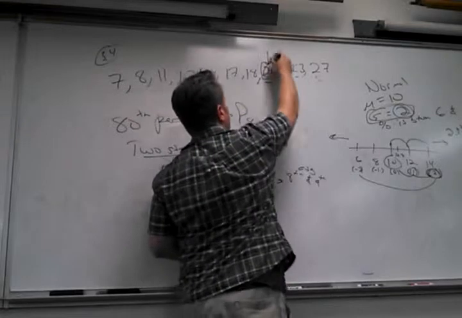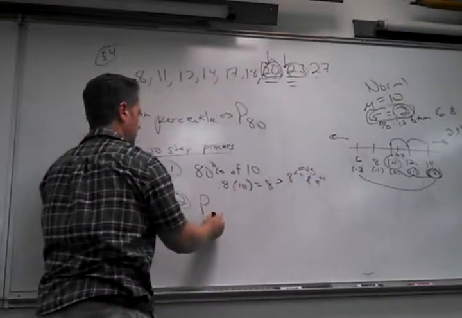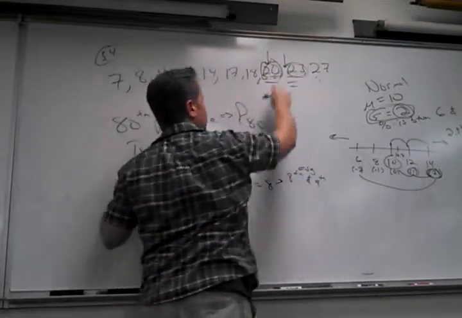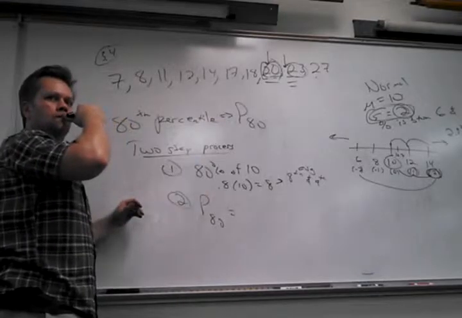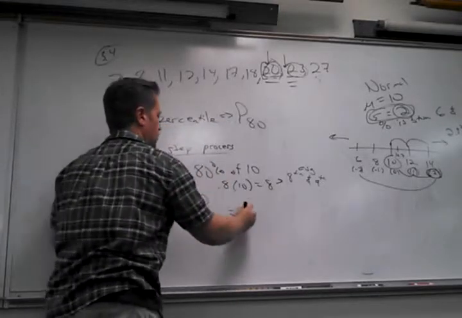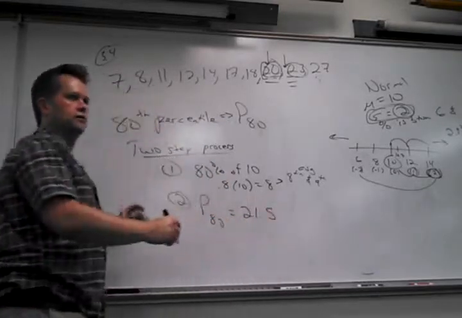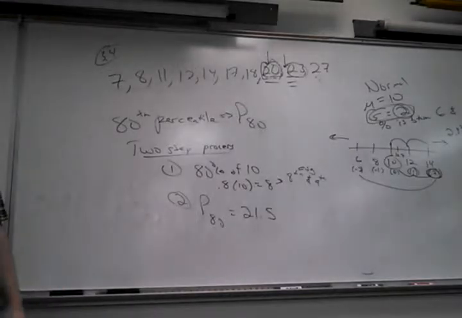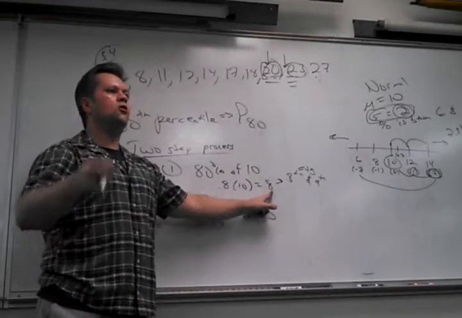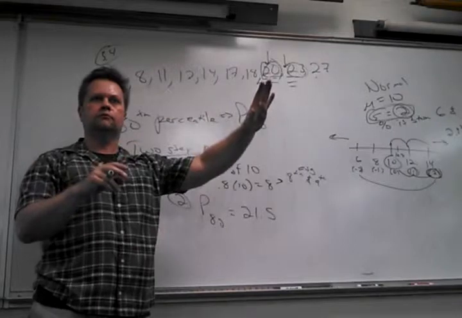So the 8th and 9th are these two. What's the answer then? What's P80? The average of these two. 21.5. If it comes out to anything else, it's not a whole number, you round up.